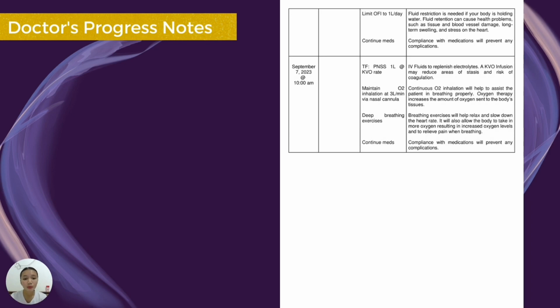And then we have to demonstrate or instruct patients to do deep breathing exercises because breathing exercises will help relax and slow down the heart rate, as well as it will also allow the body to take in more oxygen, resulting in increased oxygen levels and to relieve pain when breathing. And then lastly, continue meds because again, compliance with medication will help prevent any complication that may happen to the patient.